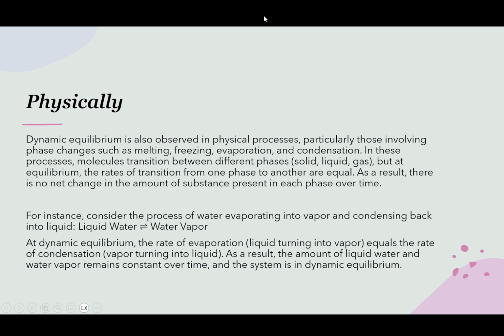So for instance, consider the process of water evaporating to form vapor and condensing back into the liquid. This happens within every single bottle of liquid that we have. There's always evaporation and condensation constantly occurring at roughly the same rate in dynamic equilibrium. So dynamic equilibrium is mostly all around us.